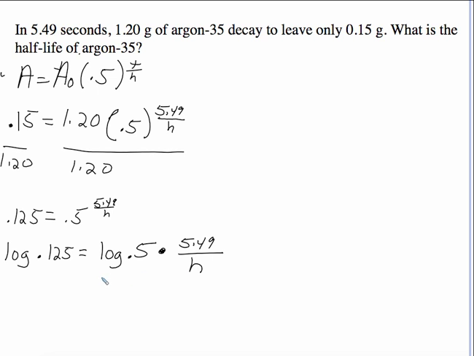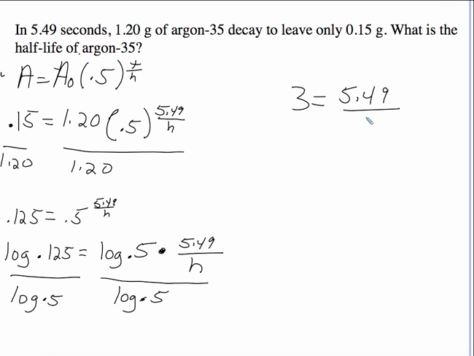So now we need to get this 5.49 over h by itself, so we're going to divide both sides by the log of 0.5. When we do that, we end up getting 3. And so 3 will be equal to 5.49 over h.